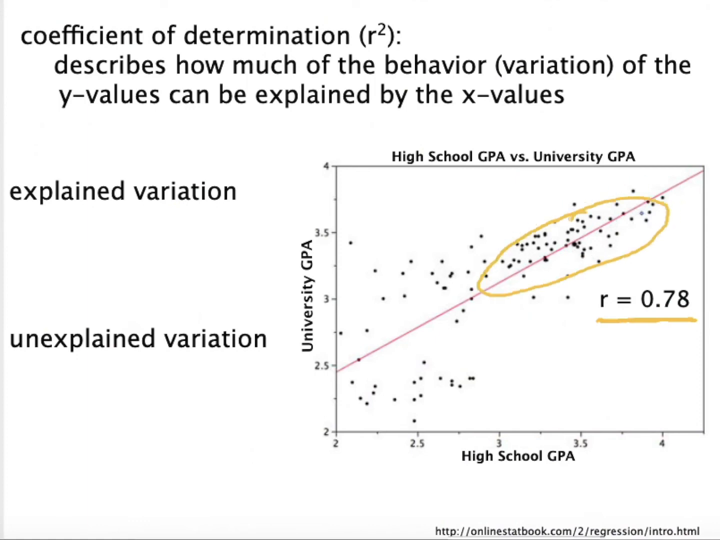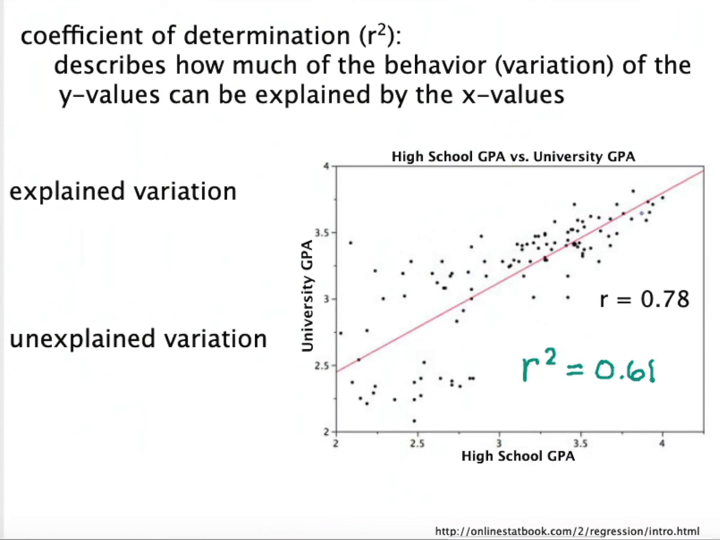There's a lot of the values that are grouped pretty close to the line, but then we've got some scatter here and there. But what we want to talk about is the coefficient of determination. So we're actually going to take that number and square it, which comes out to about 0.61. So we are going to use that to talk about the explained variation and the unexplained variation.